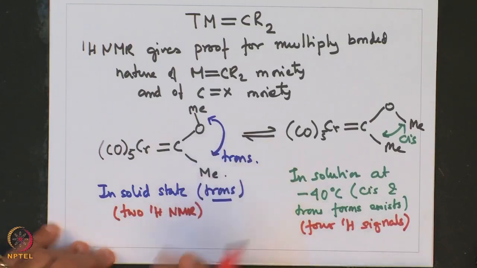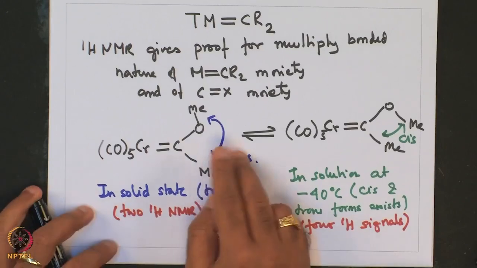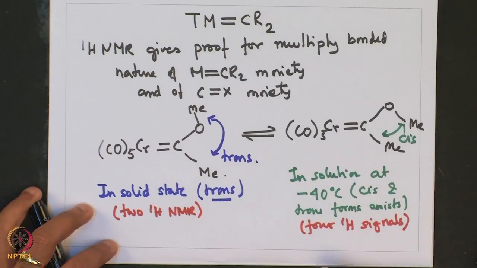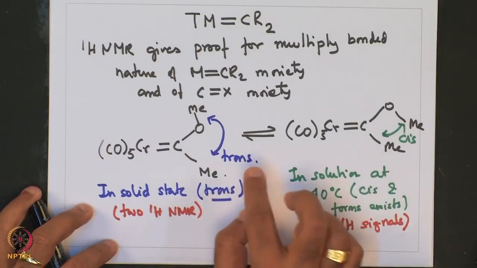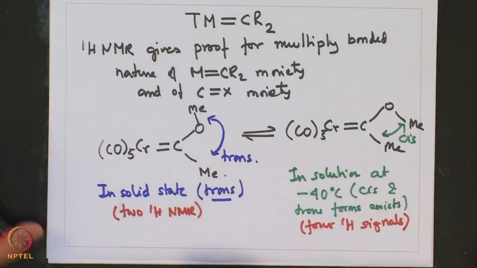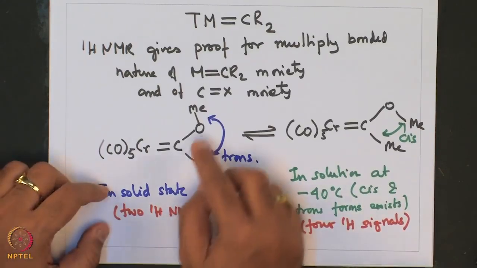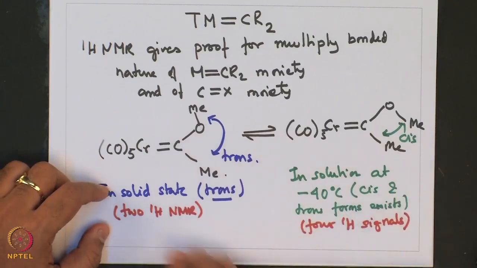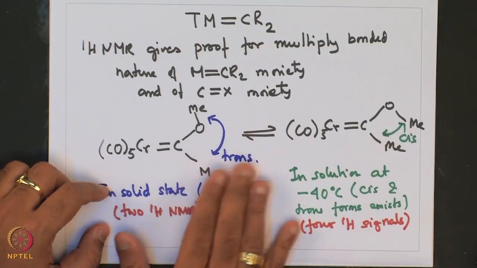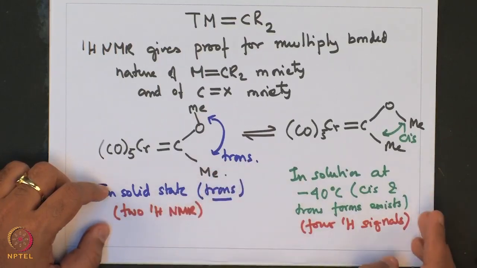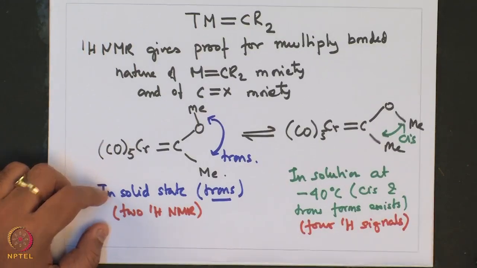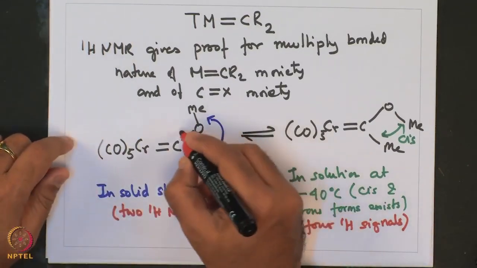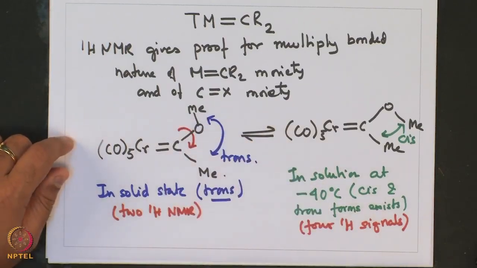If one were to record the NMR of it, in solution there is an interchange between cis and trans. Now this is a very important observation, that in solid state you have only the trans form exclusively, whereas in solution you have both the forms, cis and trans. What does that imply? It implies that there is a rotation along the CO bond.